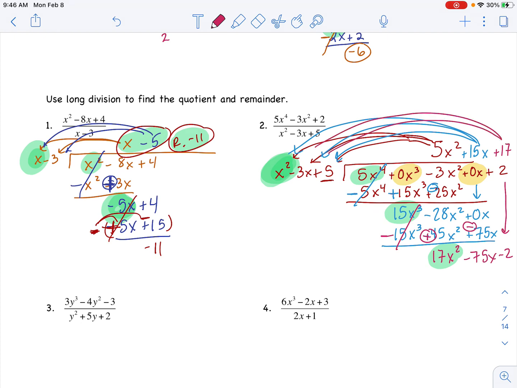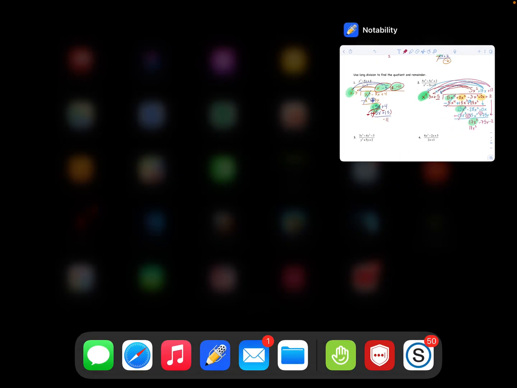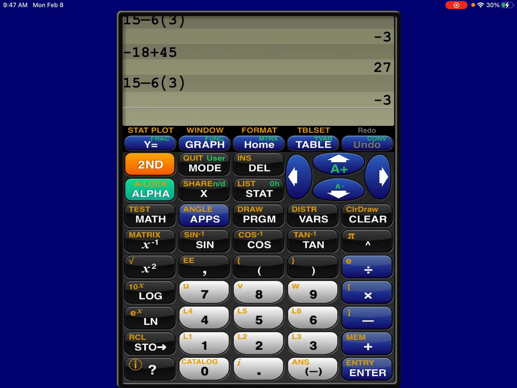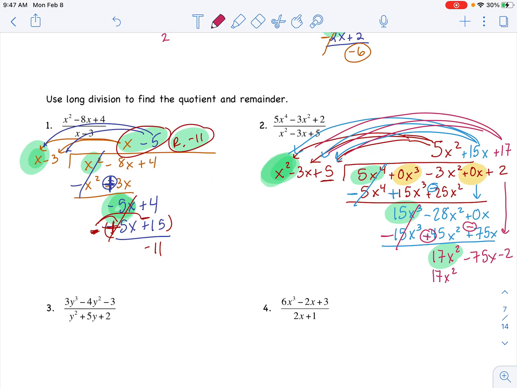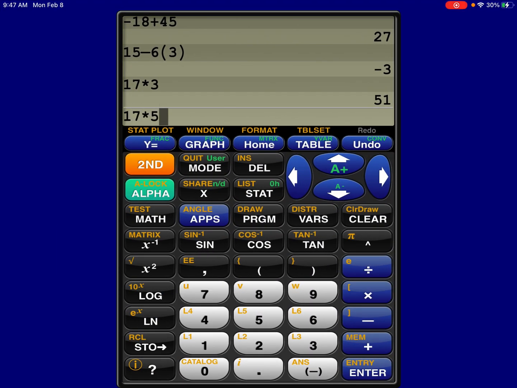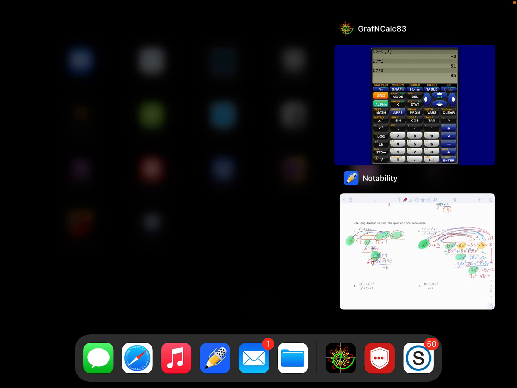And I distribute. So this will give me 17x squared. 17 times 3. Where's my calculator? I know I could do it in my head, but it's all right. Just want to make sure I get it right. Okay, 51. So that's minus 51x. And then plus 17 times 5. 85.